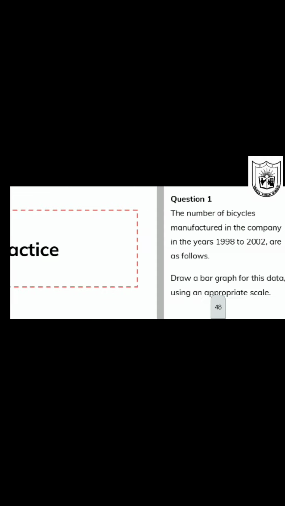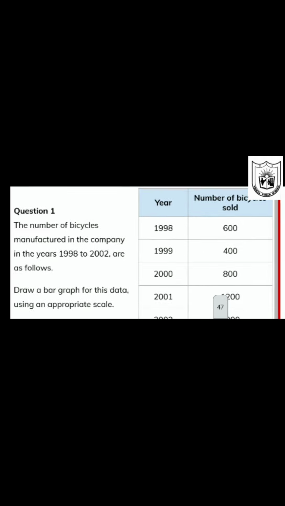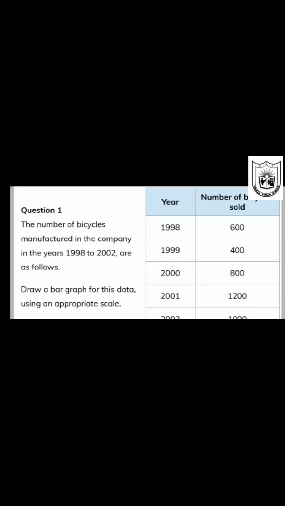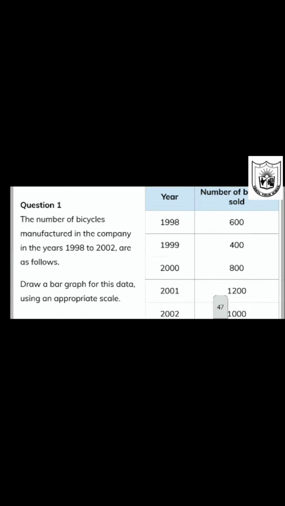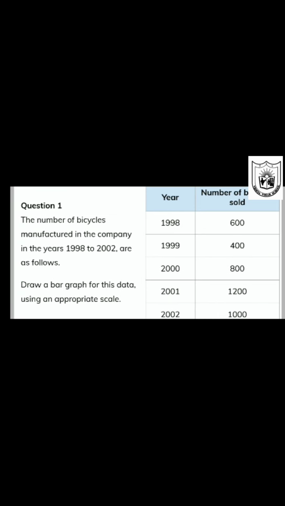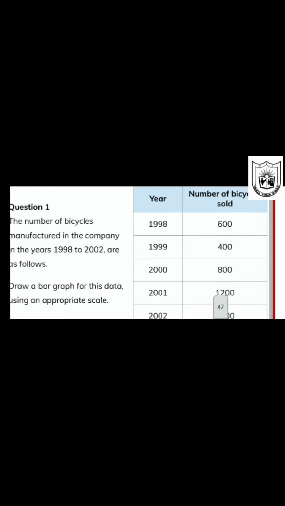Practice. Okay, the number of bicycles manufactured in a company in the years 1998 to 2002 are as follows. Draw a bar graph for this data using an appropriate scale. See here, the table is given to you. You have to draw a bar graph. 1998, number of bicycles sold were 600. 1999, 400. In 2000, 800. In 2001, 1200. 2002, 1000. We have to draw a bar graph for this data now.